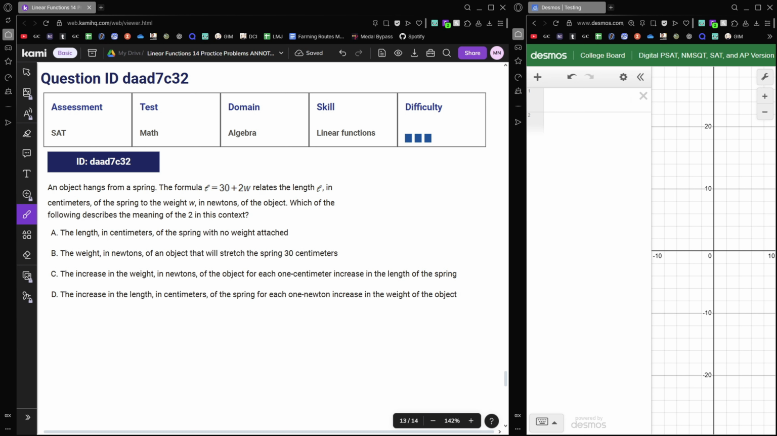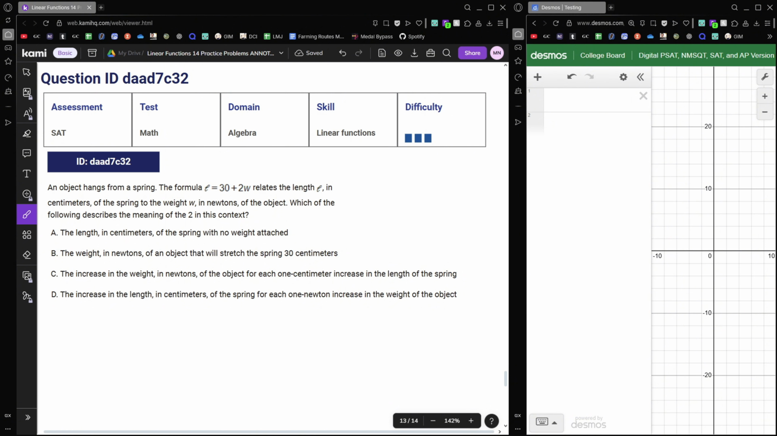Question number 13. An object hangs from a spring. The formula that relates the length L in centimeters of the spring to the weight W in newtons of the object. Which of the following describes the meaning of 2 in this context?